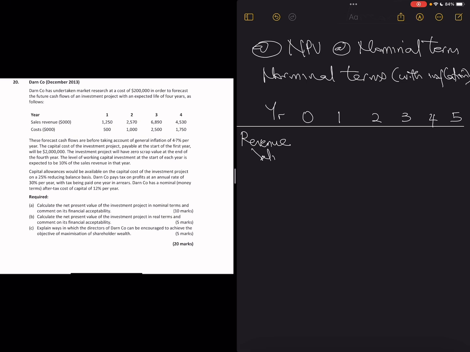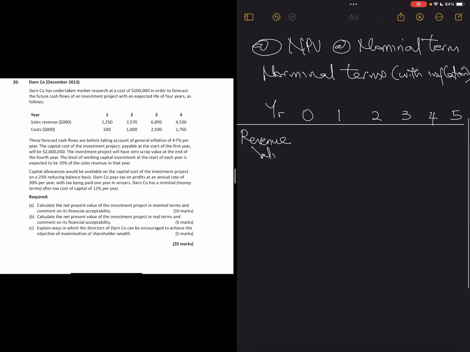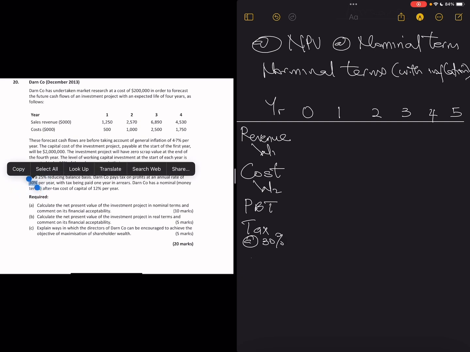Yeah, so revenue is working one for us, and let's start our workings from here. Let's give some space. So let's say revenue working one. I'll plot it later. Let's do the cost they give us. Cost, I can call that working two. Then we have the profit before tax, which will be revenue minus cost. Then we can get our tax, which they give us at 30%. Then we're going to get profit after tax. Then after profit after tax, we are done with the P&L items.